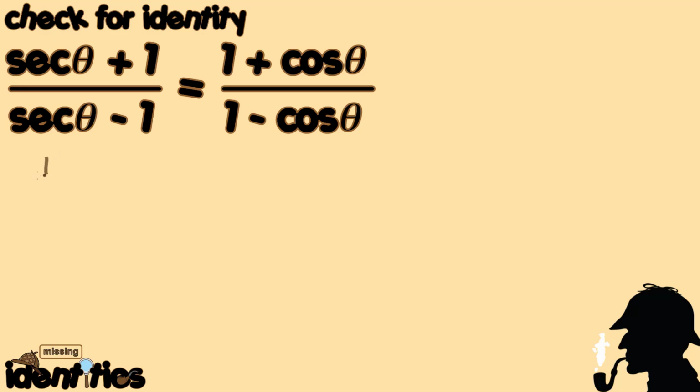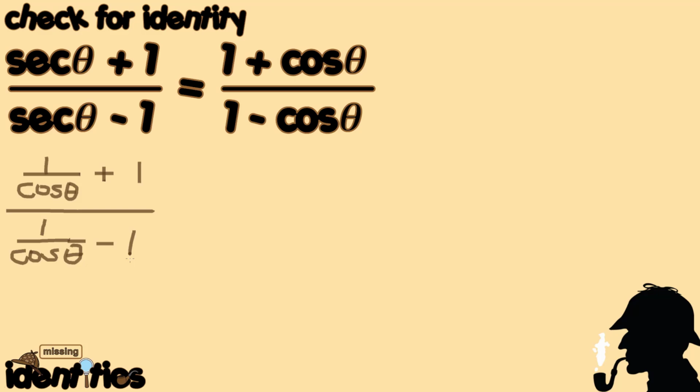So we have here 1 over cosine theta for the first secant theta. This is still plus an integer 1. The denominator will have 1 over cosine theta, the same, minus 1. This should be equal to the right-hand side. That's our goal. The next thing here is, instead of looking for other operations, we simply need to combine the terms in our numerator and our denominator separately.